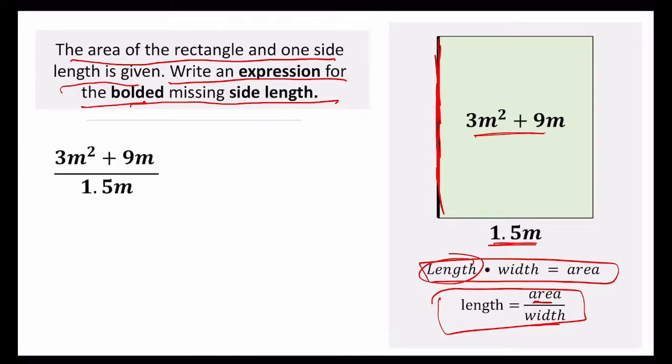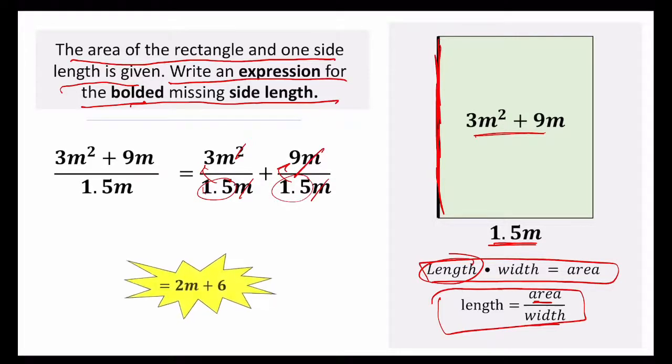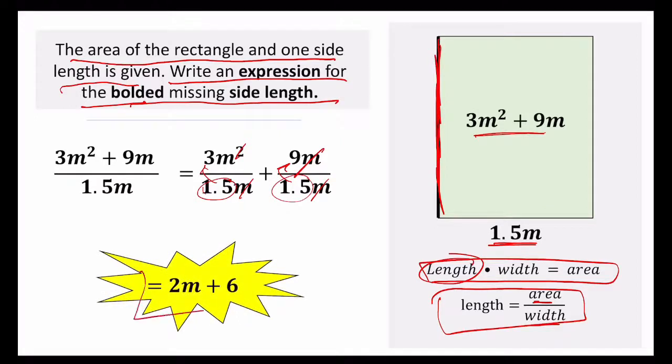So now we're going to split up our terms. And we say how many times does 1.5 fit into 3? And we have m dividing our m squared. How many times does 1.5 fit into 9? And we have m divided by m, so we can knock that out. And that gives us a beautiful 2m plus 6.